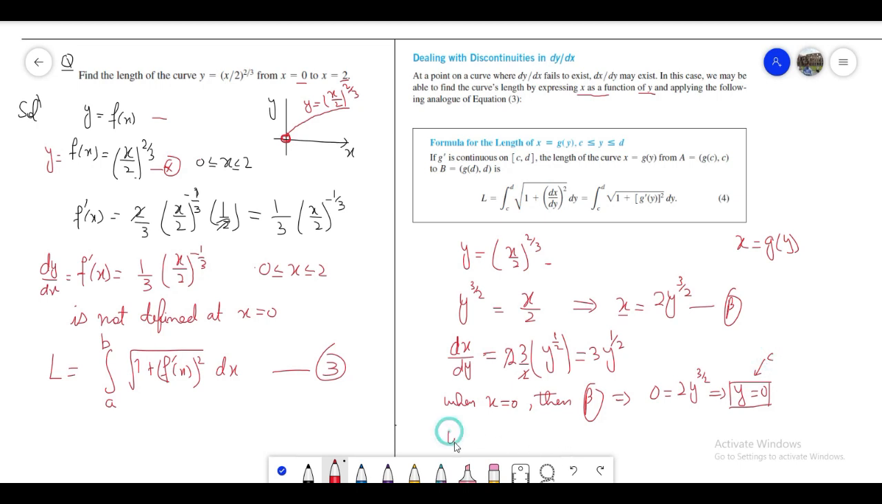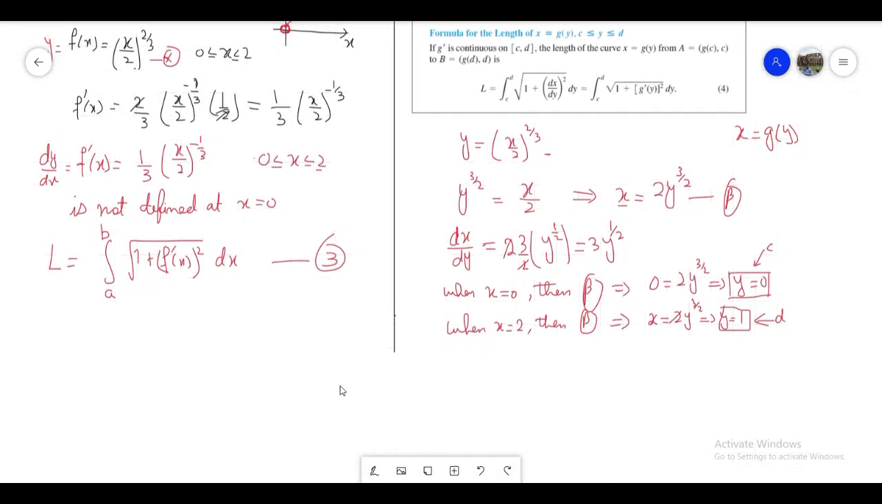When x is equal to 2, the other upper limit in terms of x, then equation beta implies 2 equals 2 times y^(3/2), so y is equal to 1. So we have this d. So we have found the limits of integration.